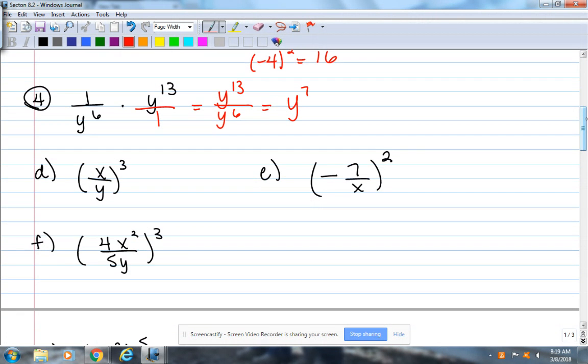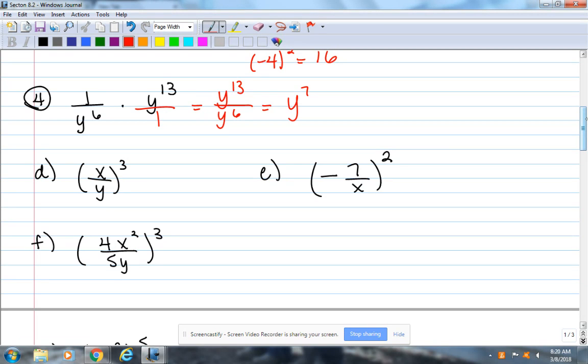All right, so what we're going to do for the rest of this lesson is combine these properties with some of what we did yesterday. When you see a whole entire fraction in parentheses raised to a power, that means every single thing in the numerator and the denominator gets the exponent. So it's like a power of a power. If the whole fraction is in parentheses and there's an exponent, everything in the fraction gets the power.